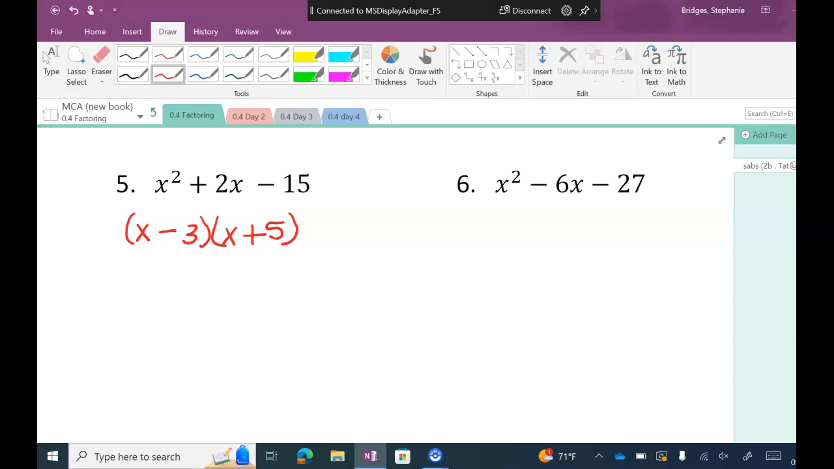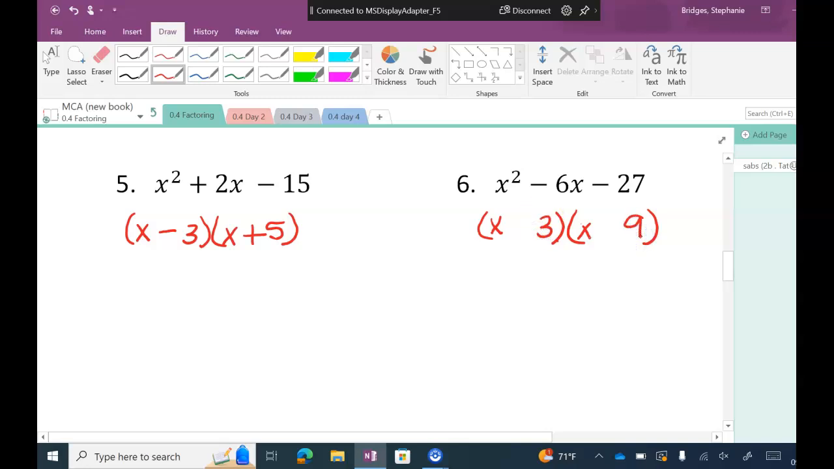X squared minus 6x minus 27. This tells me that I'm looking this time for numbers that multiply to give me 27 and subtract to give me 6. Again, I do not have a GCF, so I cannot pull anything out.